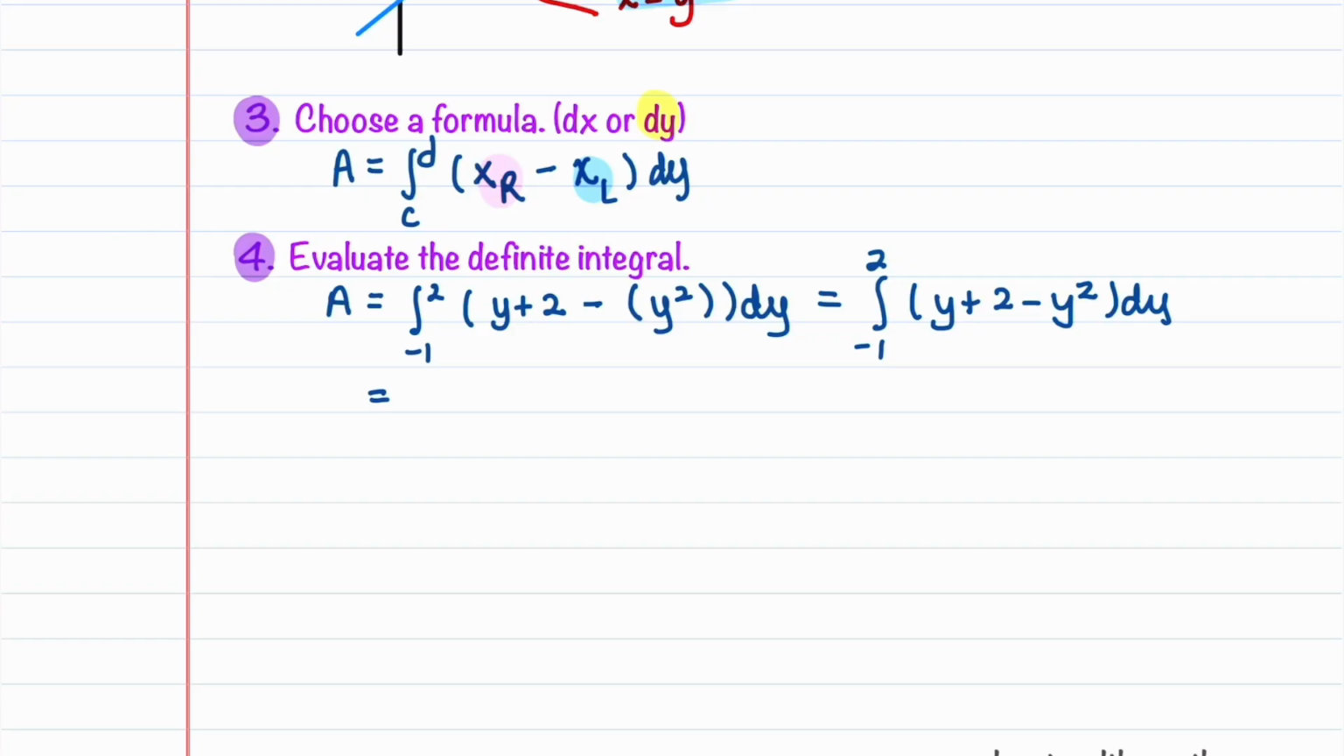Now we can go ahead and integrate. We have y squared over 2 plus 2y minus y cubed over 3, and we're evaluating that from -1 to 2.